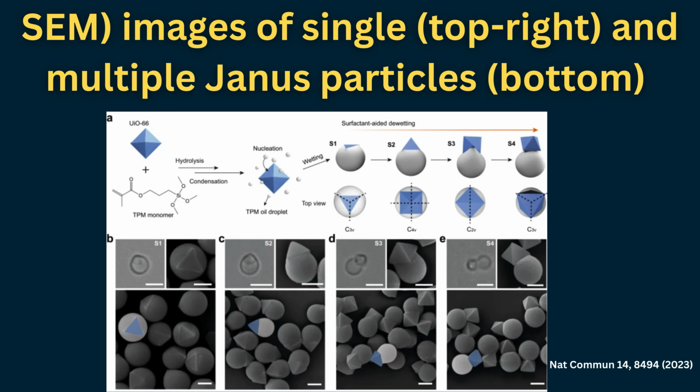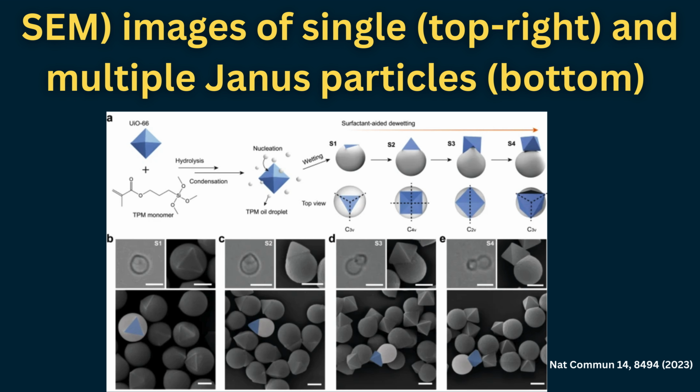Characterization of Janus particles. Characterization of JPs is essential for confirming asymmetry and evaluating functional performance. Common analytical techniques include microscopy techniques: scanning electron microscopy, SEM, transmission electron microscopy, TEM, cryo-TEM for soft materials, and atomic force microscopy, AFM. These methods provide structural information and confirm anisotropic particle morphology.